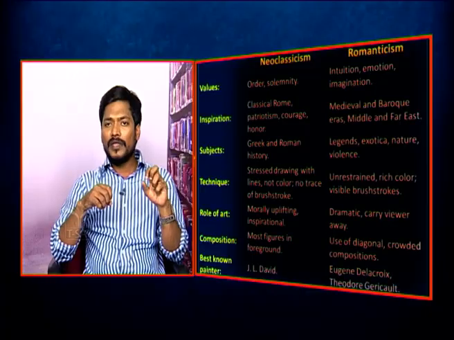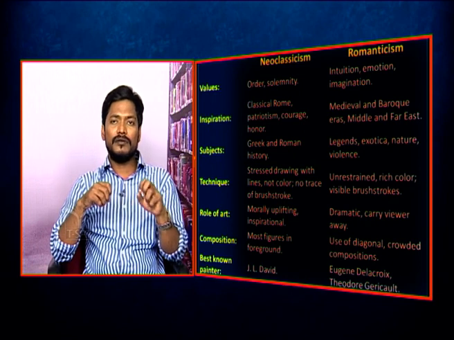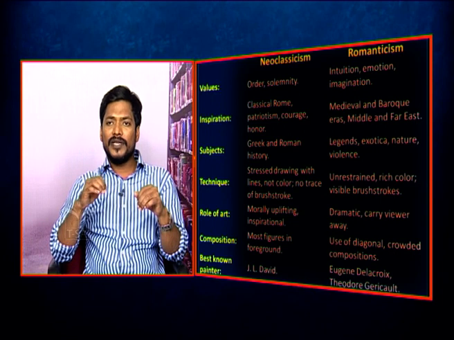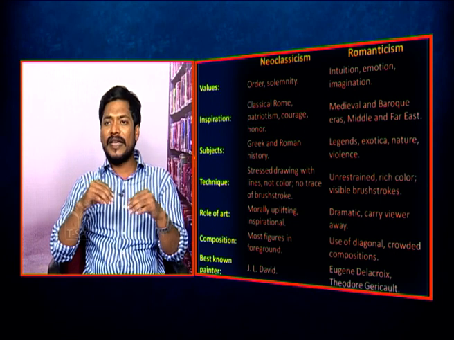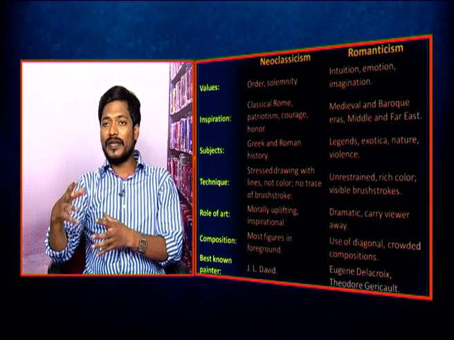When it comes to subjects, it is Greek and Roman history, and we have seen that in the context of David, The Oath of the Horatii, the Death of Socrates, and there are several other paintings that he did. And when it comes to Romanticism, the subjects are legends, exotica, nature and violence. So we can see this when we look at Romanticism.